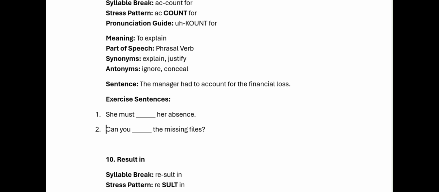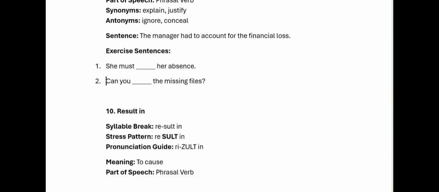Exercise sentence: She must account for her absence. She must account her absence? No, this is the phrasal verb, so take the words together. She must account for her absence. That is the answer. Similarly, if you are using it in an interrogative sentence, then it is, can you account for the missing files? How beautiful. Can you justify why the files are being missed?